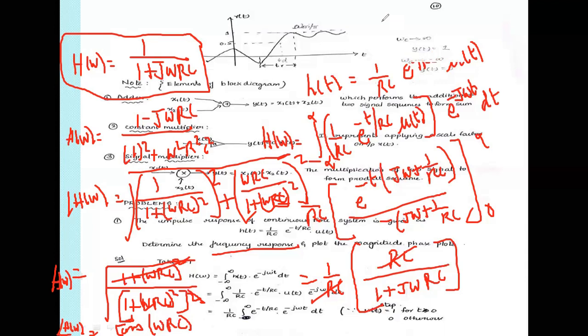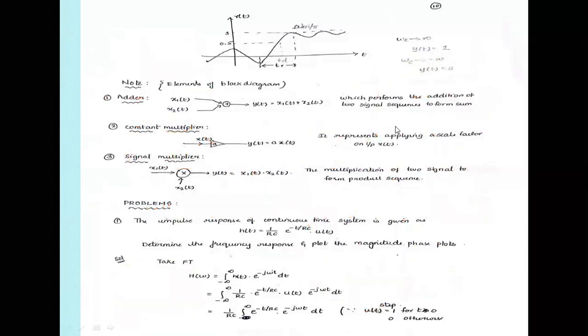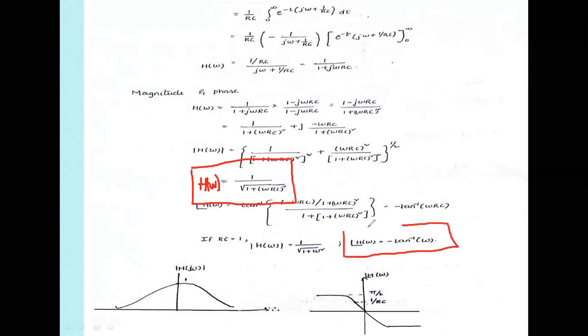Okay. Using these two factors, substitute omega is equal to 0, omega is equal to infinite, and omega is equal to minus infinite. The magnitude of H of omega is 1 by under root of 1 plus omega RC whole square, and the angle is minus tan inverse omega RC.